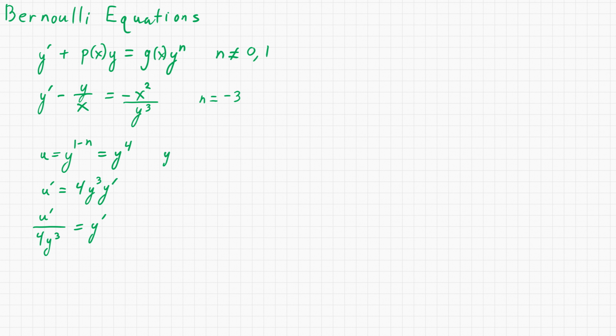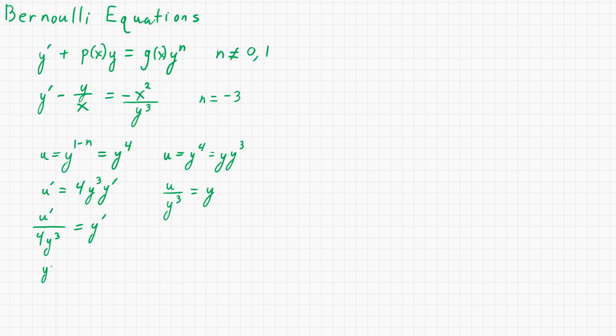So this is the same. We have u equals y to the 4th, but that's the same as y times y cubed. And so to get y by itself, we have u over y cubed equals y. All right, so that's the trick to Bernoulli equations.